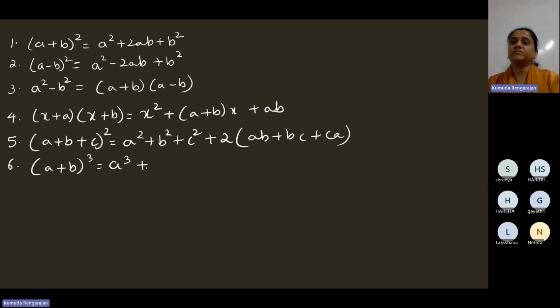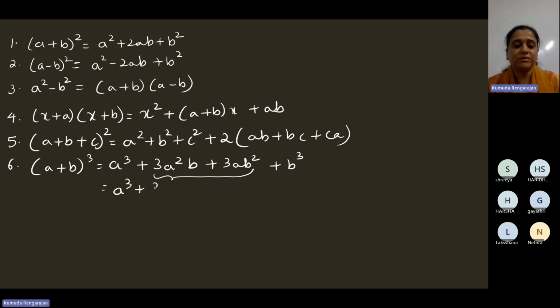Tell me all the four terms separately. A cubed plus 3a squared b plus 3ab squared plus b cubed. Now, what's common between these two terms? 3ab. 3ab is common. Then you will have in the bracket a plus b plus b cube.